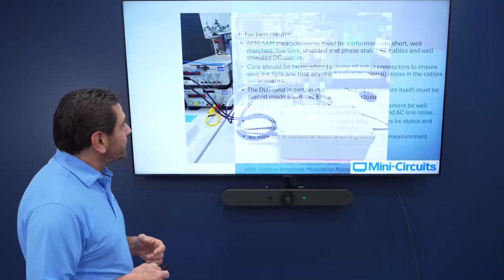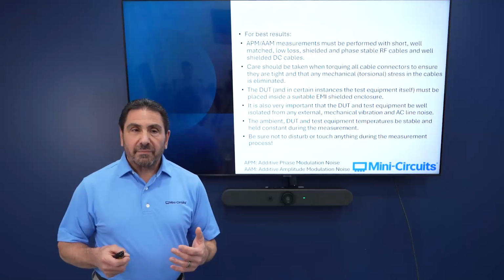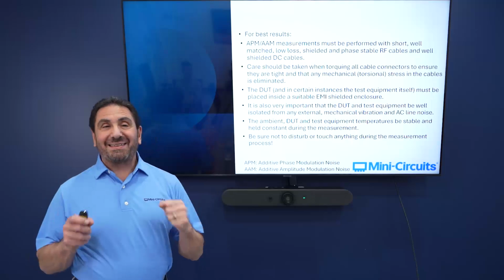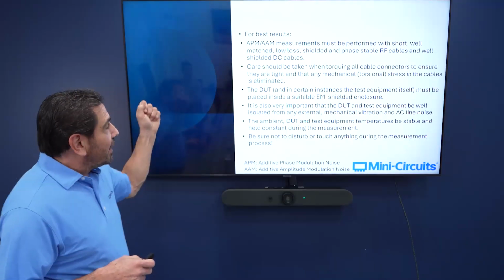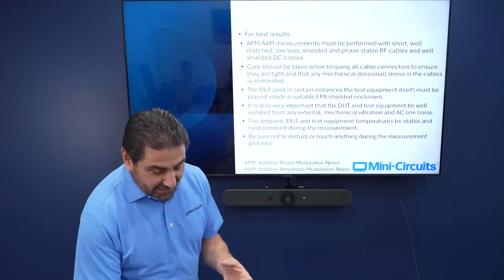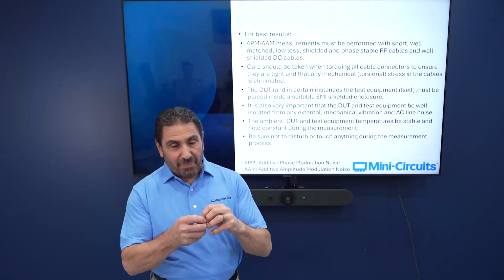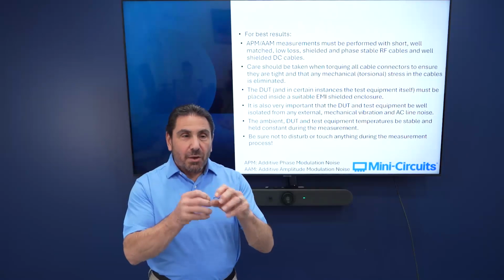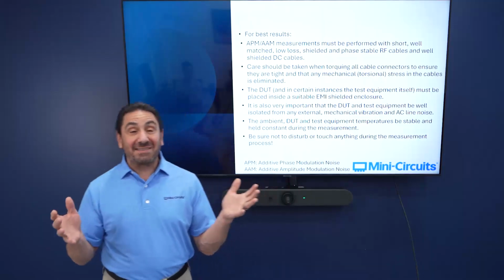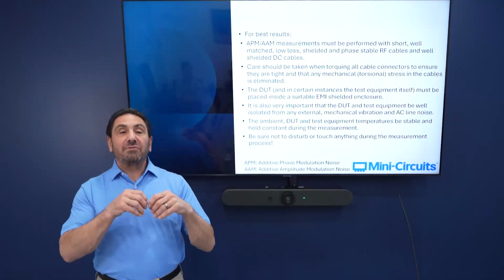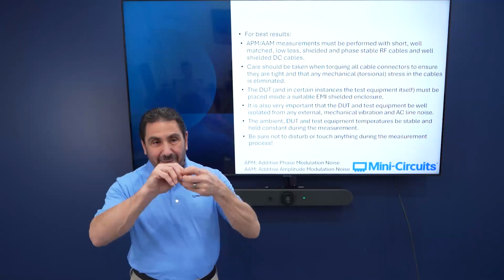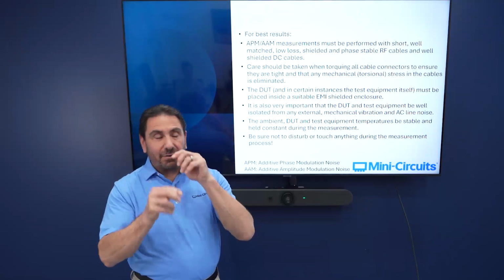If we go to the next slide, we'll summarize what I just spoke about. Short, well-matched, low-loss, shielded, phase-stable cables, very important. Torquing the connectors, I didn't mention this, but it's extremely important. If you're connecting a coaxial connector, male to female, and that connection is loose, you will get nonsense below 1 kilohertz and not understand why. They vibrate a little bit, they introduce phase perturbations. It's extremely important that we properly torque the SMA shell, male shell to the female.